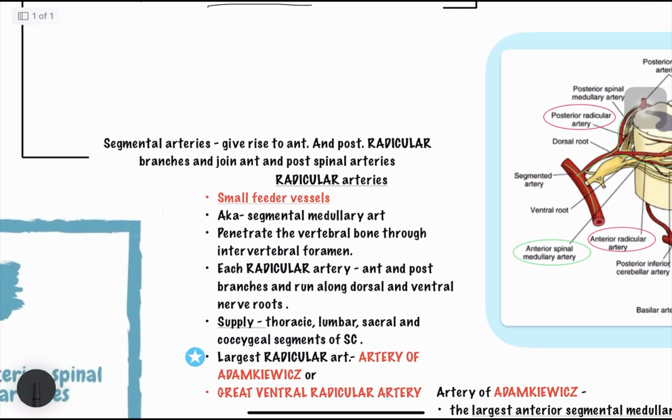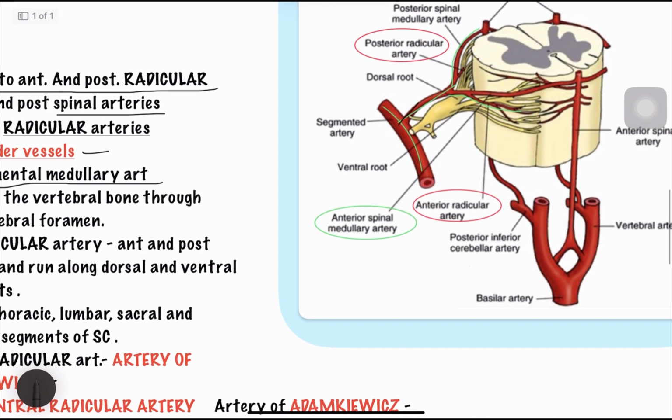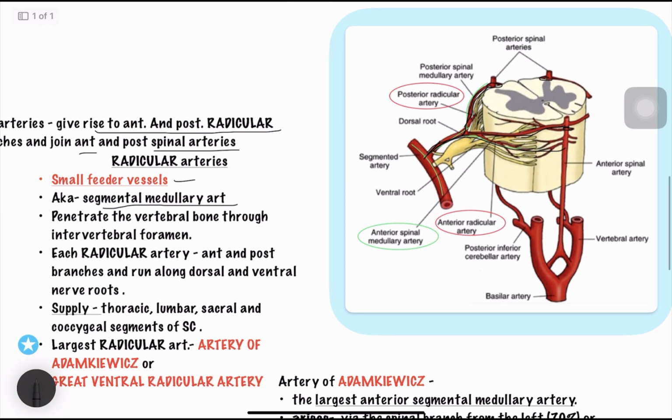So these segmental arteries give rise to anterior and posterior radicular arteries. They join the anterior and posterior spinal arteries. These radicular arteries are also known as the small feeder vessels or the segmental medullary arteries. So there are the segmental medullary arteries which directly reinforce blood into the anterior spinal arteries, or they also give rise to the anterior and posterior radicular arteries, which reinforce blood in the anterior spinal artery, and the posterior radicular artery reinforces blood in the posterior spinal arteries.